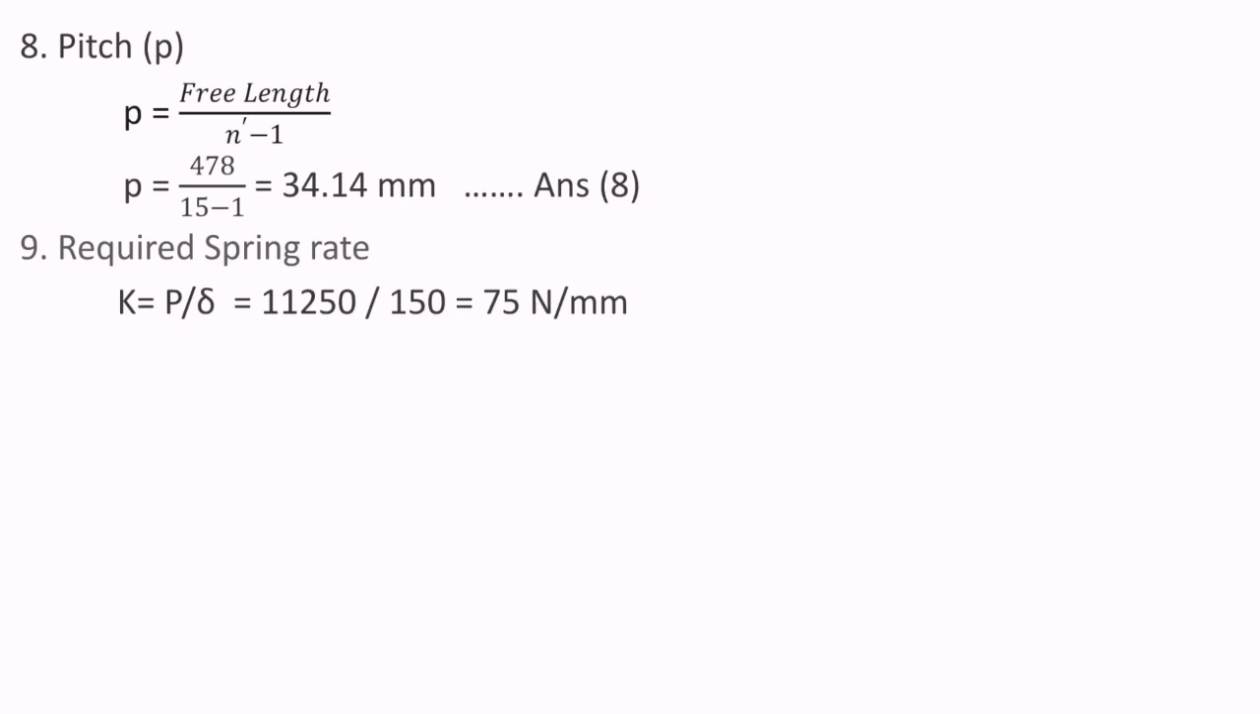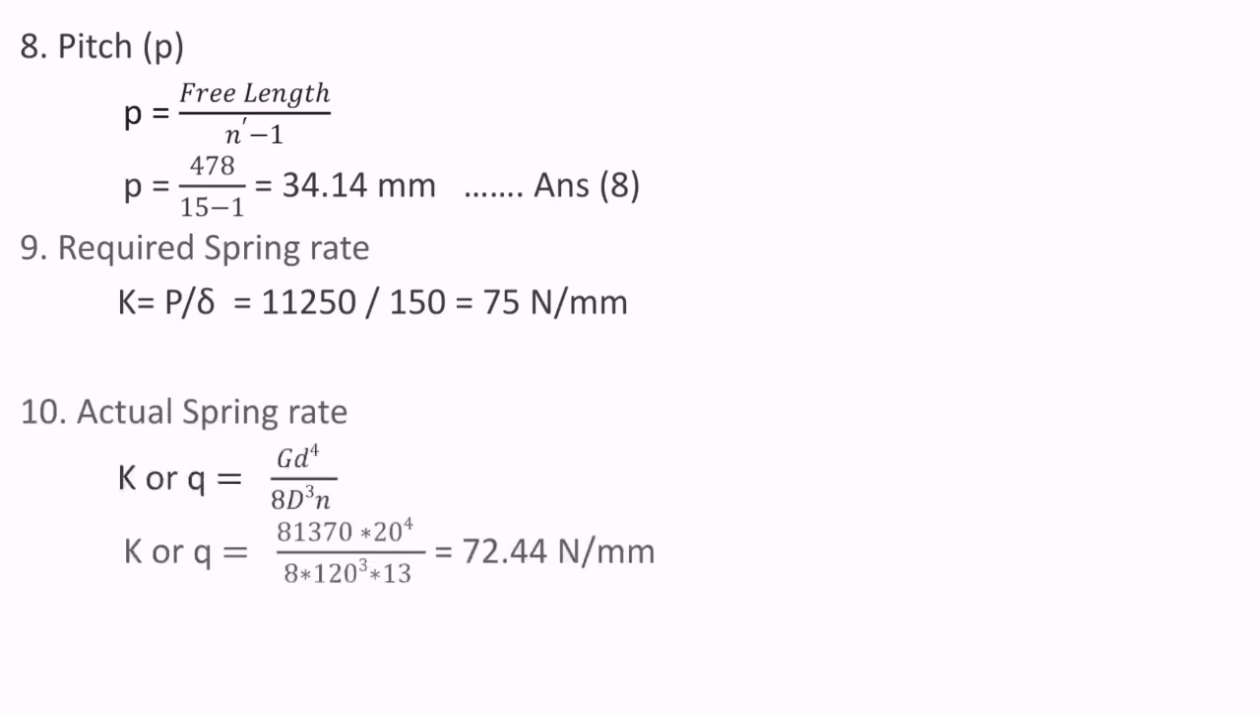Actual spring rate can be found out by the relation given from PSG. K is equal to G d raised to 4 divided by 8 D cube N. On substituting the values, I will get the answer for K as 72.44 Newton per mm. With this, we have found out all the things which are required in the question.